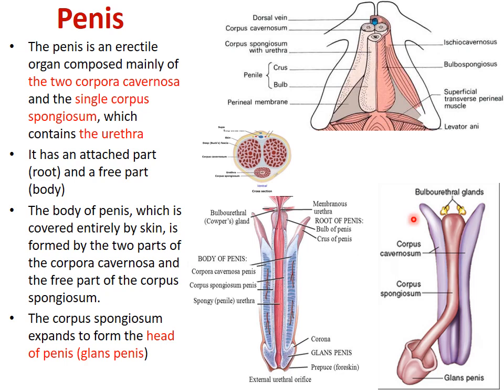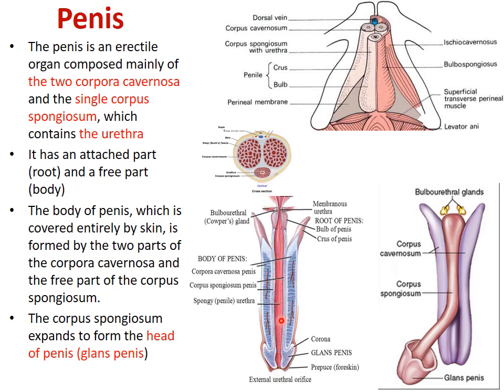Then this is the slide for the penis. Can you see this is the very long penis here? Now if you make a transverse section of this penis, you will come to this structure. Can you see these three big structures? These upper two are called the corpus cavernosum, and the lower single one is called the corpus spongiosum, and the center of this corpus spongiosum carries the penile urethra.